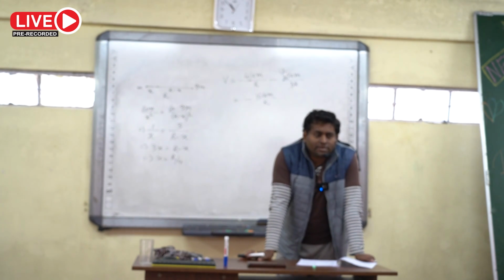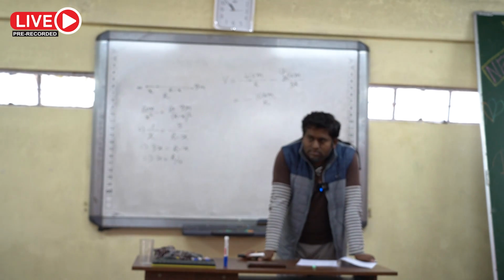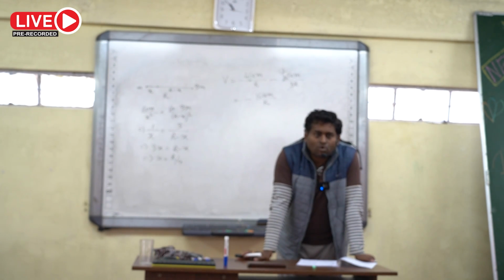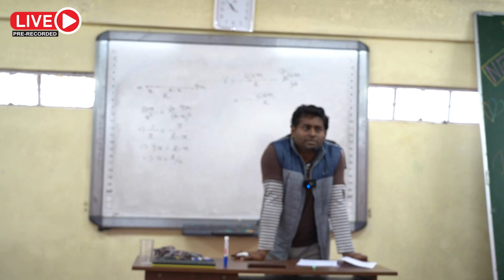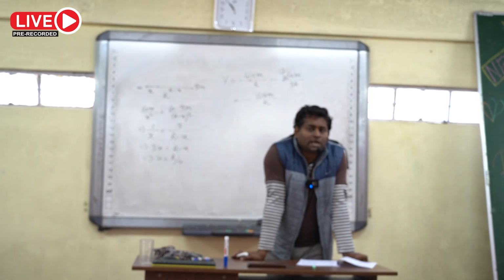So average speed will be 2v1 v2 by v1 plus v2, and it will be 4v by 3. Because if the time intervals are equal, the average speed will be the arithmetic mean, that is v1 plus v2 by 2. If the distances are equal, then it is the harmonic mean, that is 2v1 v2 by v1 plus v2. Now v1 is v, v2 is 2v.